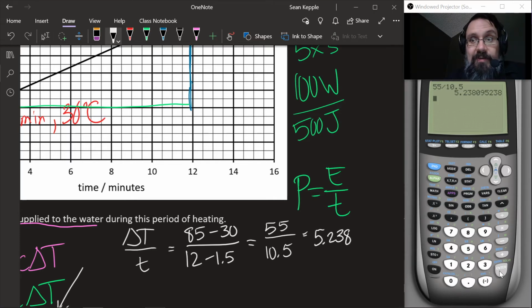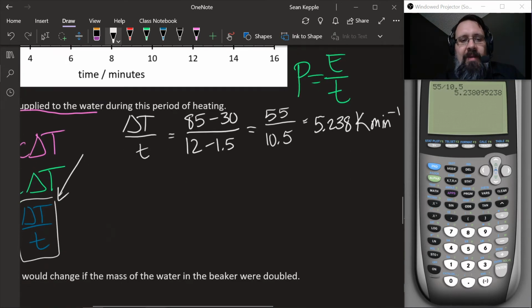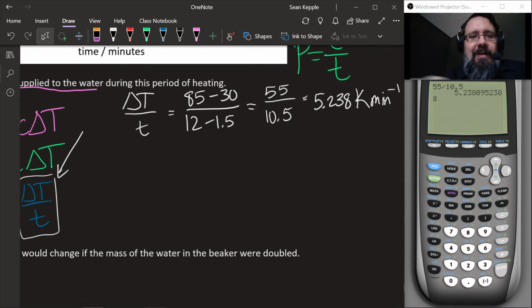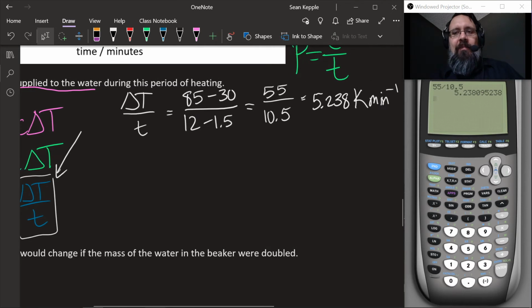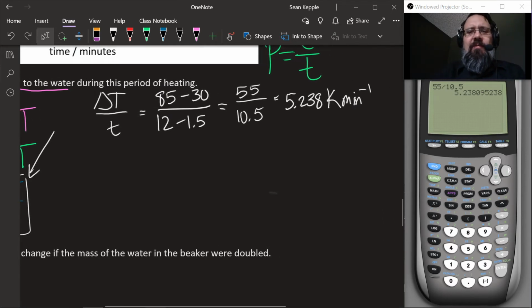5.238. And now it's important to realize what these units are. So this is temperature change, so that's Kelvin. And then this is time, which up here in the graph was in minutes. So this is kelvins per minute. So our rate of change of temperature is 5.238 kelvins per minute. However, this is going to cause problems because the power is in joules per second, and now we're in per minute. So we want to make sure that we switch this over to per second.